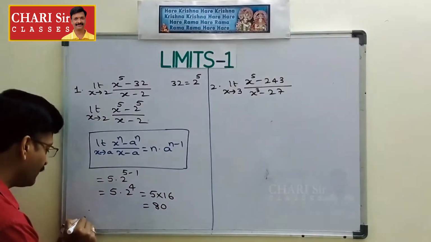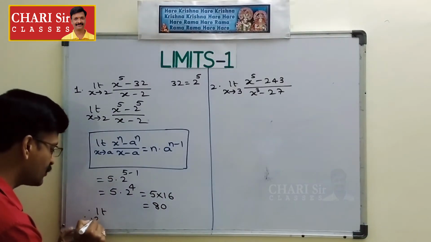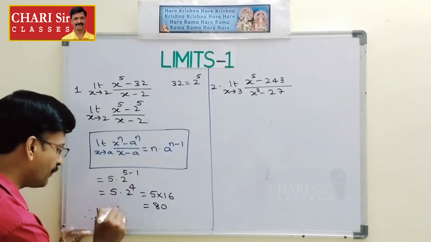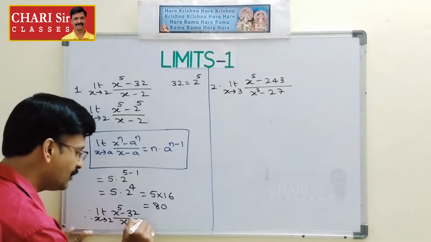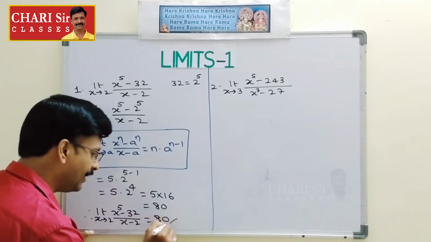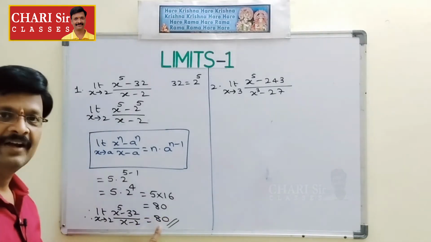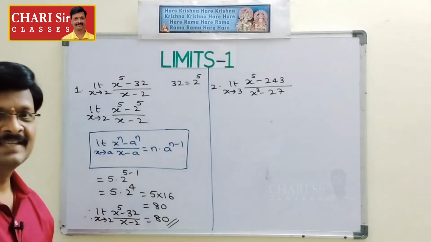Therefore, we can write the final answer as limit x tends to 2, (x to the power of 5 minus 32) by (x minus 2) is equal to 80. This is the limit of the function. Similarly, we will solve the second question.